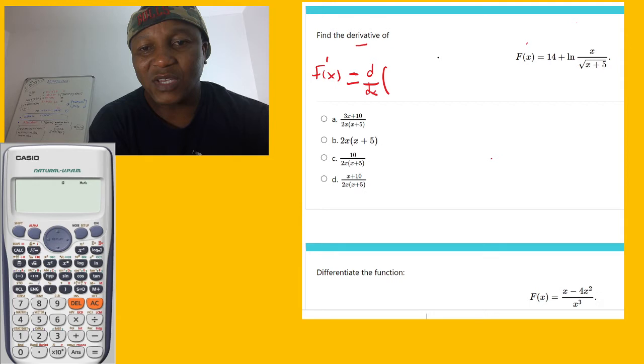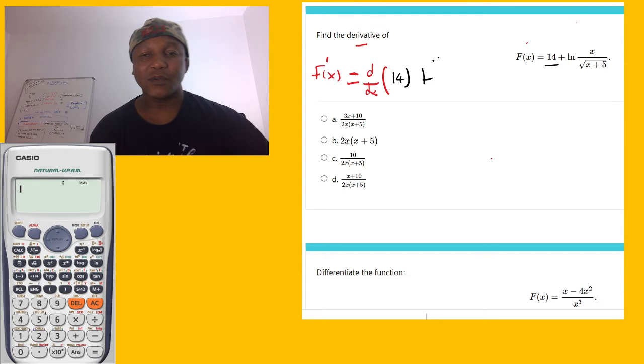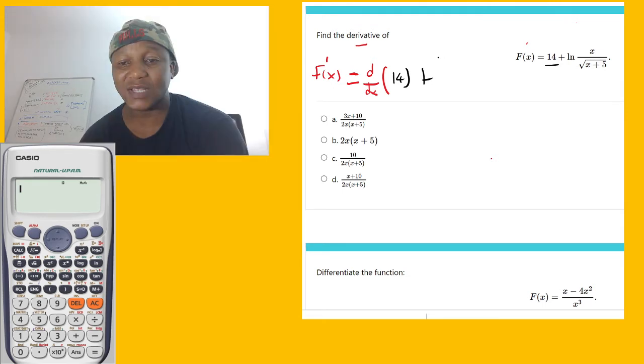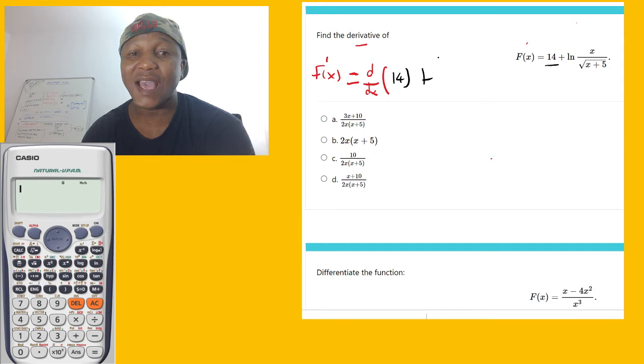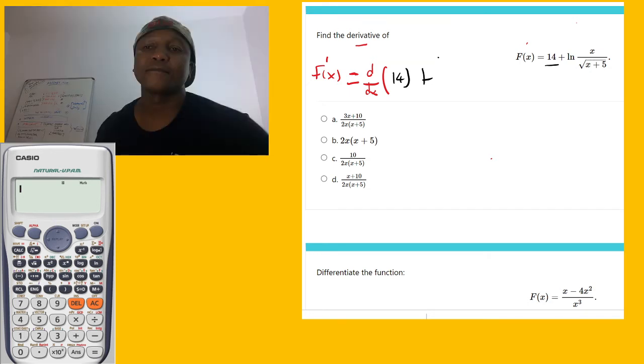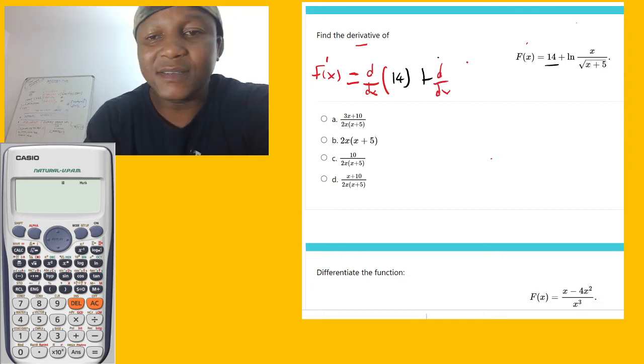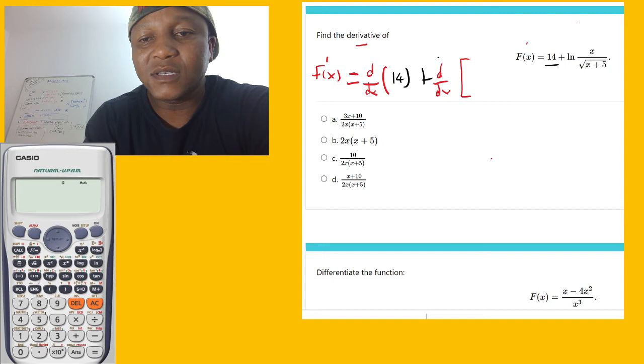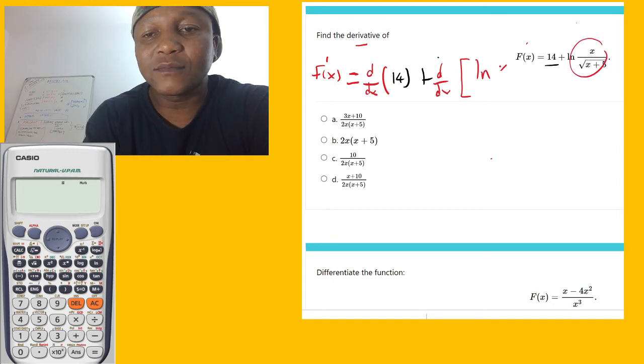plus, okay, plus. I apologize. Let's check if this recorded, because the other time I was doing this and then I realized it was not recording. I was very upset. Okay, so then you see plus d/dx of ln of x over the square root of x plus 5.